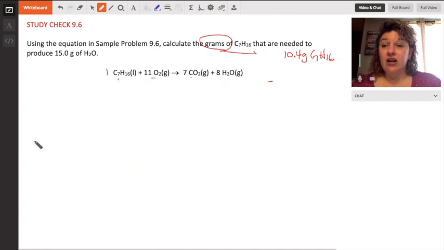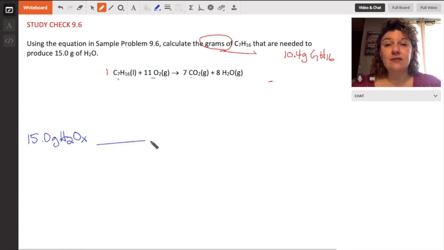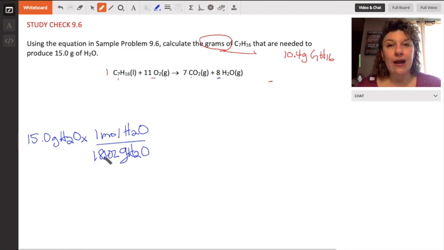All right, we're starting with 15.0 grams of water. We first use the molar mass to get to moles of water, so we need to put our grams of water on the bottom. So we have 18.02, which was our molar mass of water, is equal to 1 mole of H2O. Now people will say, oh, but it says 8. Nope. The molar mass is equal to 1 mole. Now we need our mole-to-mole ratio.